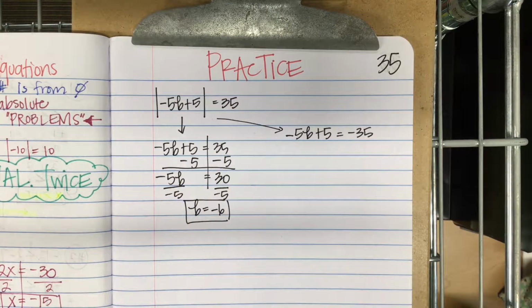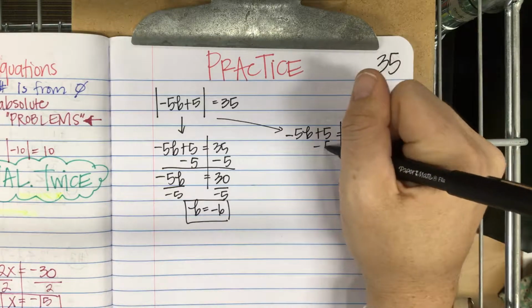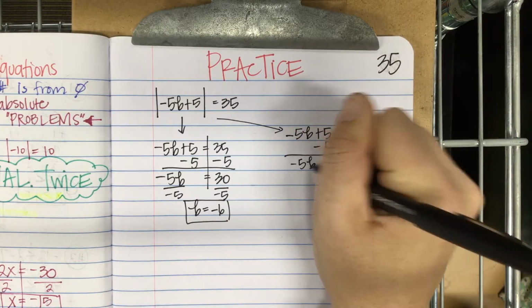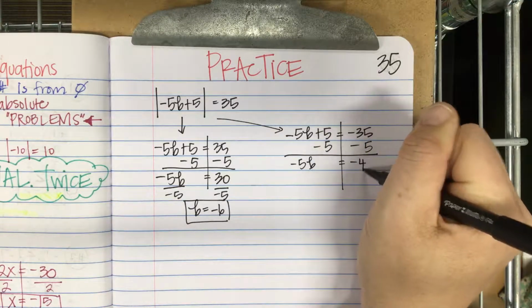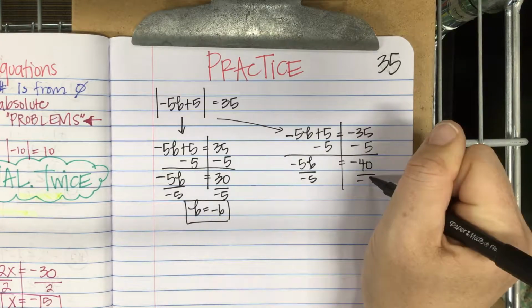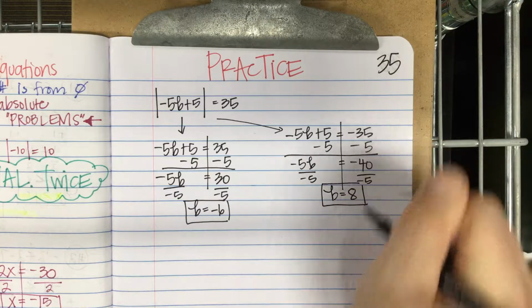Yeah. Or b could equal negative 40 divided by negative 5. B could equal positive 8.